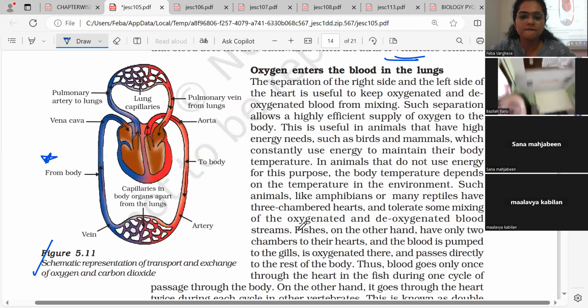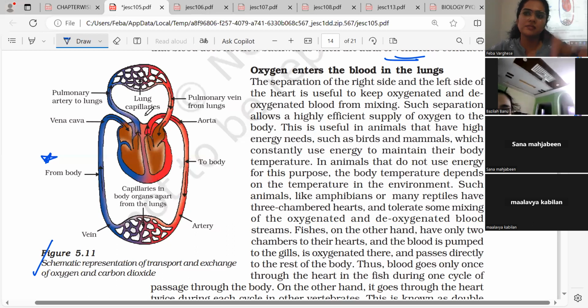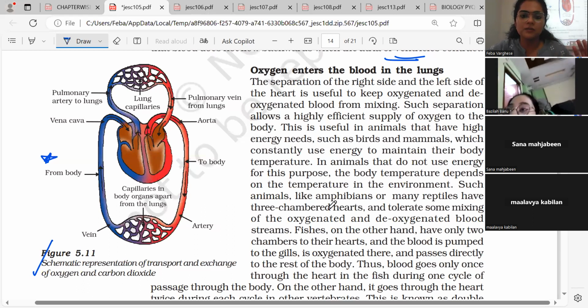It helps in preventing the mixing up of oxygenated and deoxygenated blood, and also it helps in maintaining a constant body temperature. We are warm-blooded organisms. We need to maintain a constant internal body temperature. So this is going to help in effectively performing all those functions. There's no mixing up of oxygenated and deoxygenated blood. And since we are complex organisms, our demand for oxygen is very high, and the blood has to be carried through separate routes.